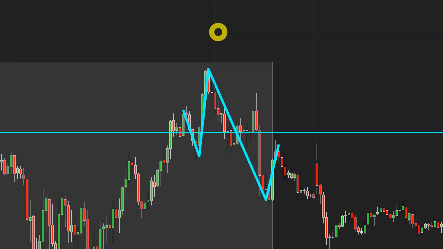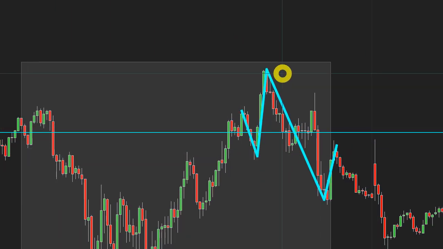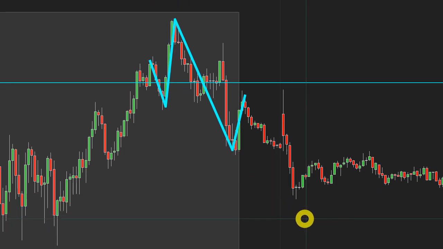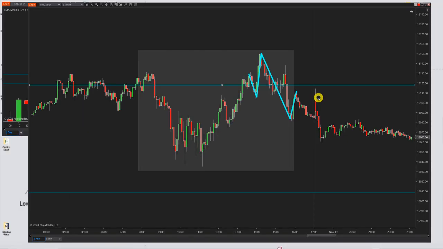The breaker block takes place as it creates an order block here, pushing up through the high of the previous day right here on this little candle. And then it comes down and sweeps it and breaks character to the downside, creating this fair value gap, which is from that candle to this candle. Let's take a look at that real quick. Right here is the fair value gap.